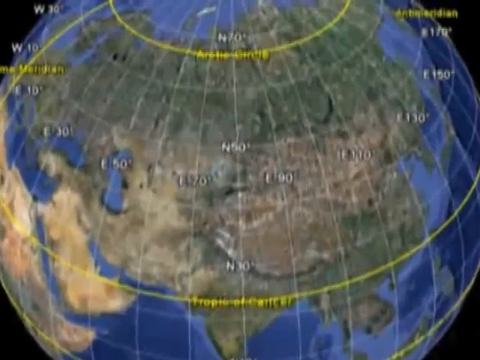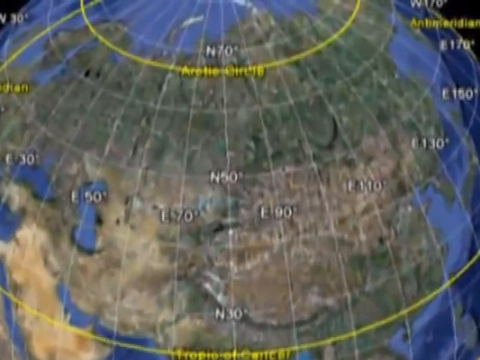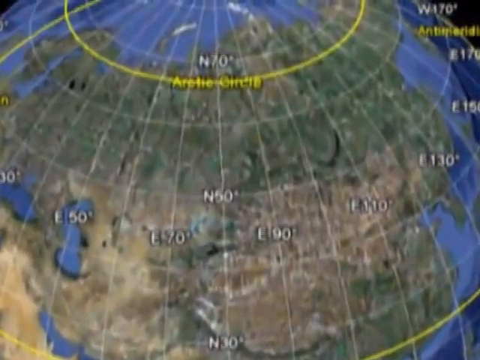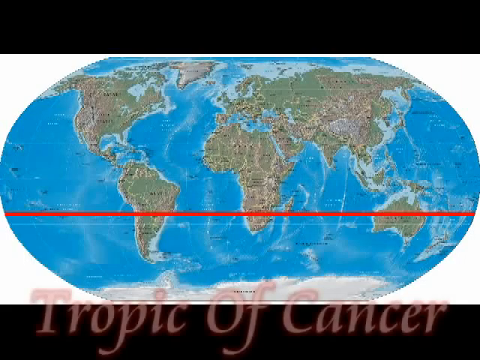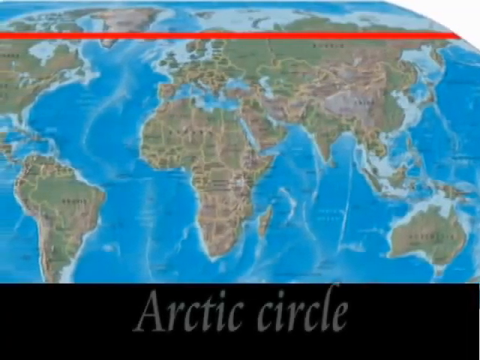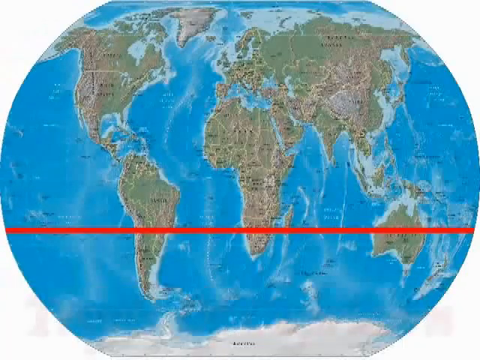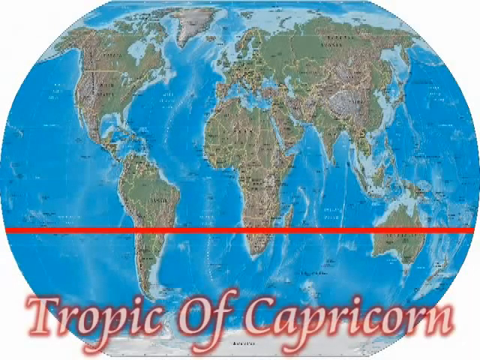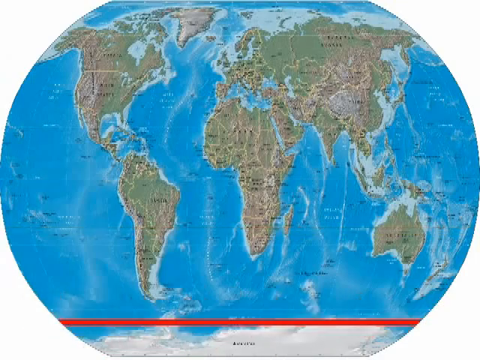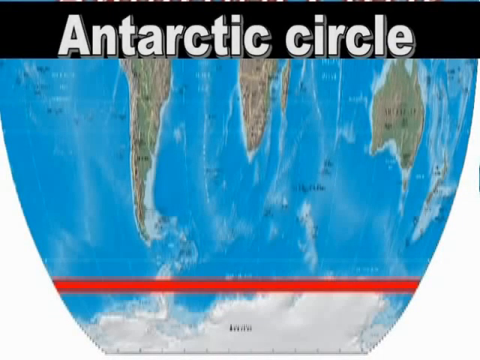Other than the equator and poles, 4 other important latitudes have been given different names. Tropic of Cancer at 23.5 degrees north, Arctic Circle at 66.5 degrees north, Tropic of Capricorn at 23.5 degrees south, Antarctic Circle at 66.5 degrees south.